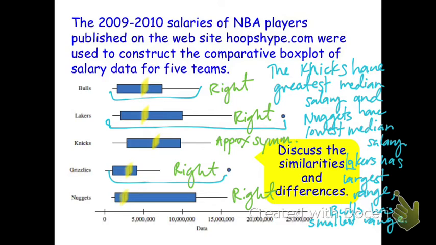And then, which ones have outliers? Lakers and Grizzlies have upper outliers. Nuggets have an overpaid star too. So I could say Lakers and Grizzlies have upper outliers, and that's how you would comparatively discuss them.